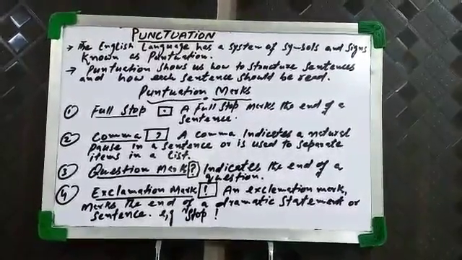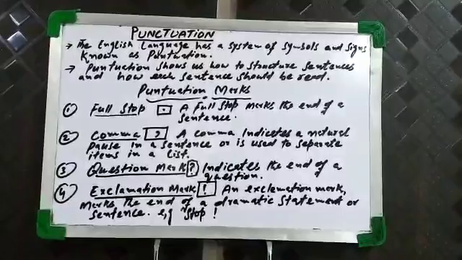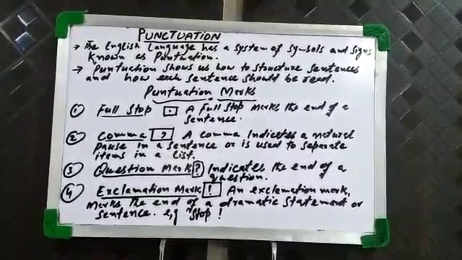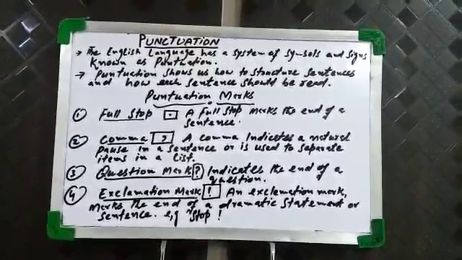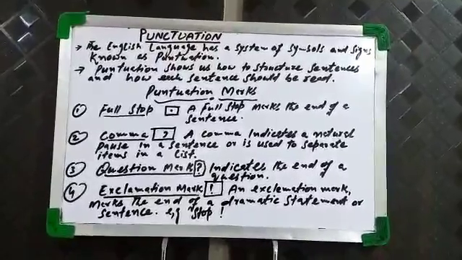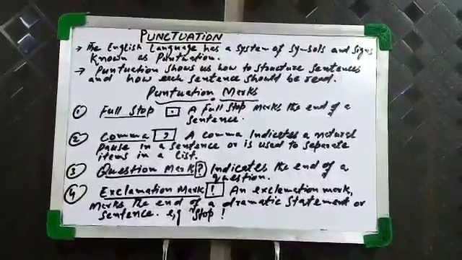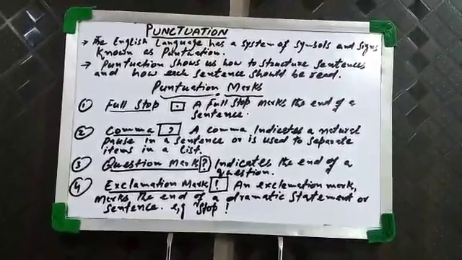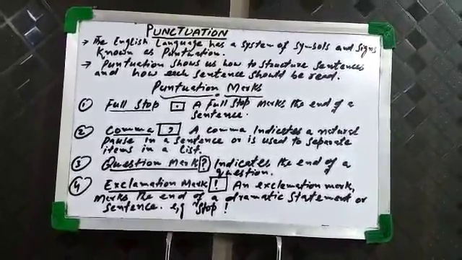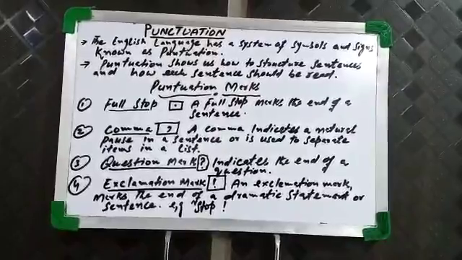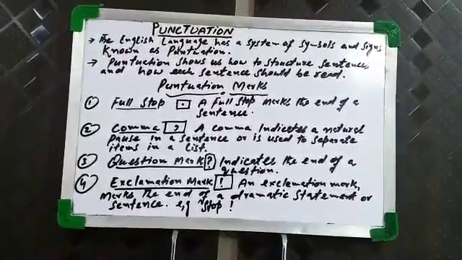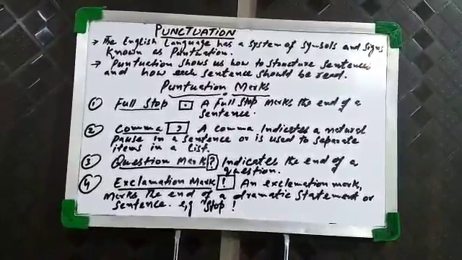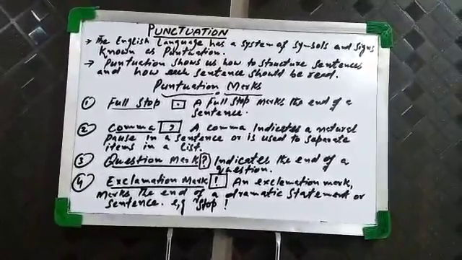The first punctuation mark is the full stop. Where do we use a full stop? A full stop marks the end of a sentence. For example, Rahim went to the shop. Full stop. He bought some sweets. Then we put a full stop. So, a full stop marks the end of a sentence.